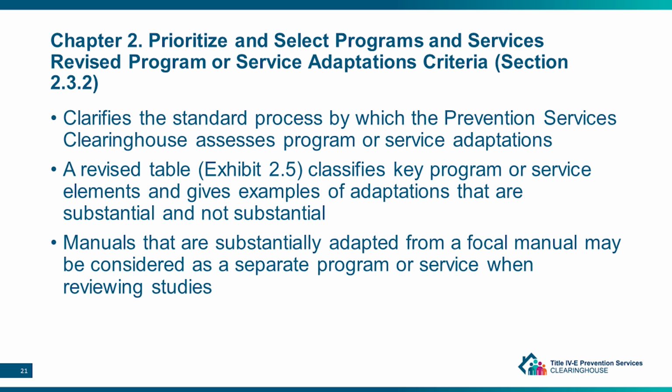Section 2.3.2 clarifies the standard process by which the Prevention Services Clearinghouse assesses program or service adaptations. A revised table in Exhibit 2.4 now classifies key program or service elements and gives examples of adaptations that are substantial and not substantial, including expanded examples. Manuals that are substantially adapted from a focal manual may be considered as a separate program or service when reviewing studies. Manuals without substantial adaptations may be considered the same program or service when reviewing studies.